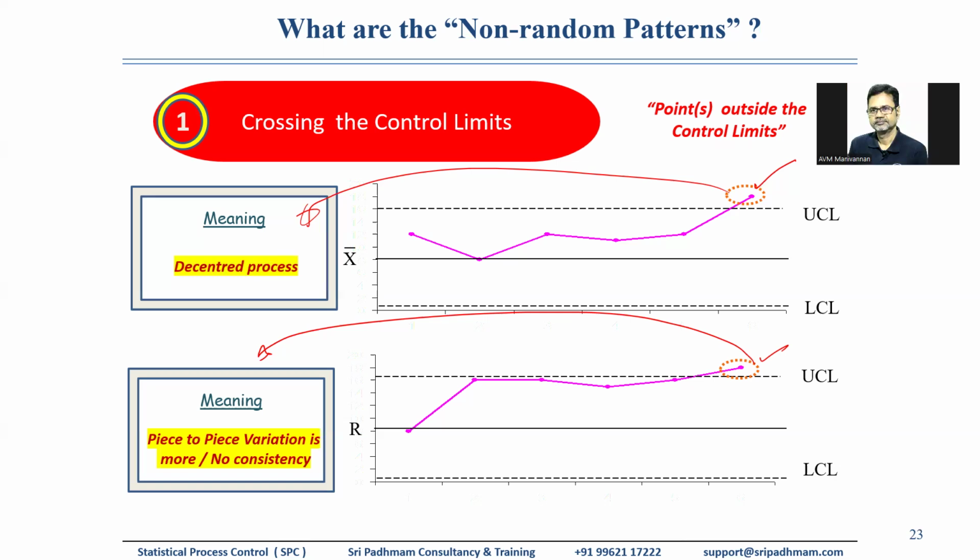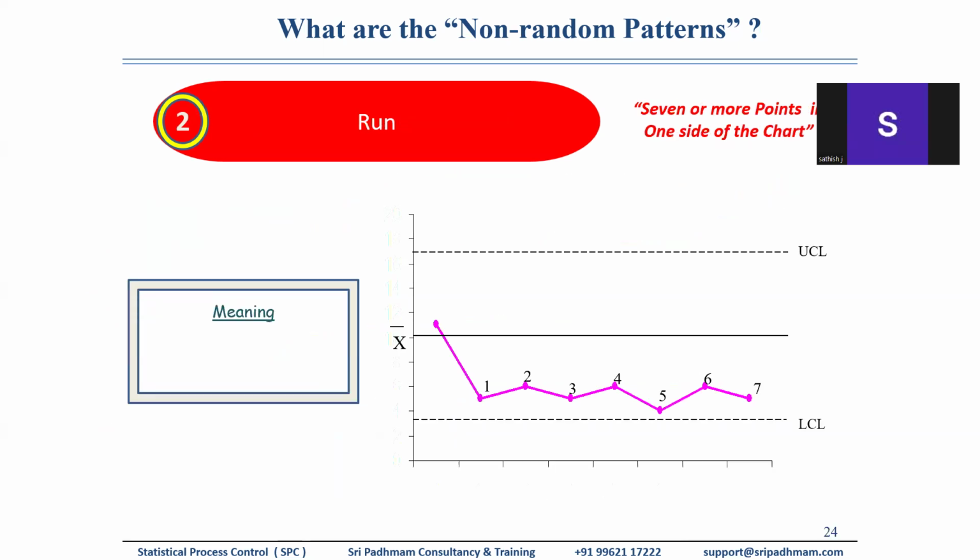Clear? No consistency. Okay. In this case, accuracy is not good. In this case, the meaning is precision is not good. Clear now? Yes, sir. This is called run.